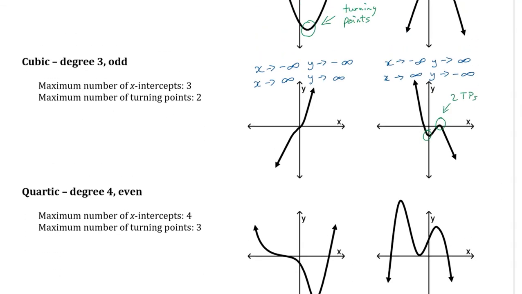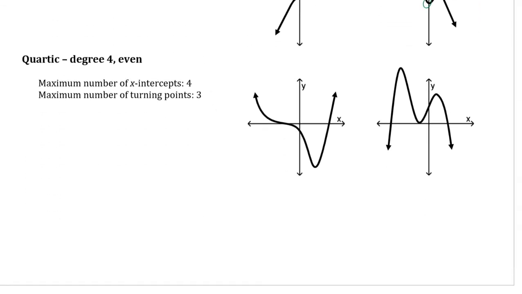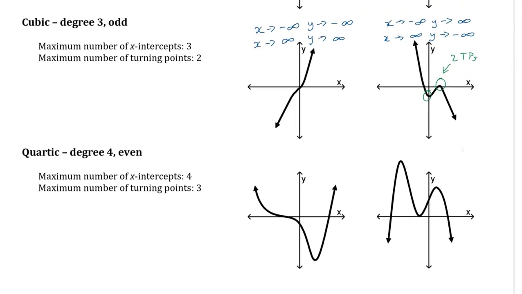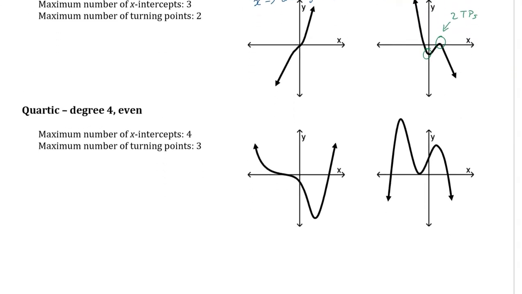By the way, degree 3 is called cubic, degree 4 is called quartic, degree 5 is called quintic, if you probably noticed that from the investigation, but they do have names, okay? We use cubic. After that, we usually just call them degree 4, degree 5, degree 6.